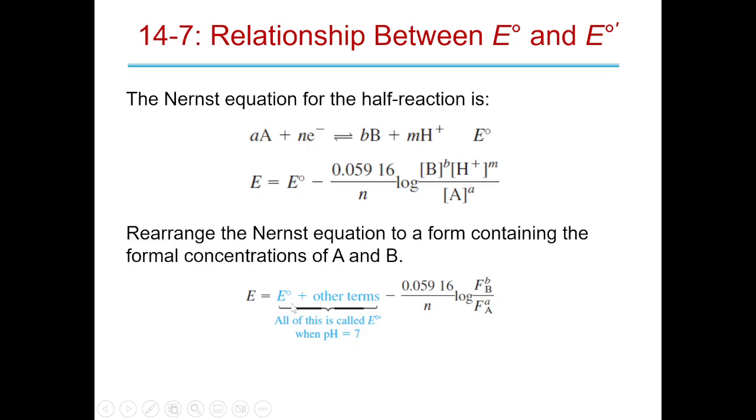All right, so if we rearrange the Nernst equation to a form that contains the formal concentrations of A and B, formal concentrations, of course, being the amount that we believe there to be there, or the amount of all species there, right? We would get something that looks like this.